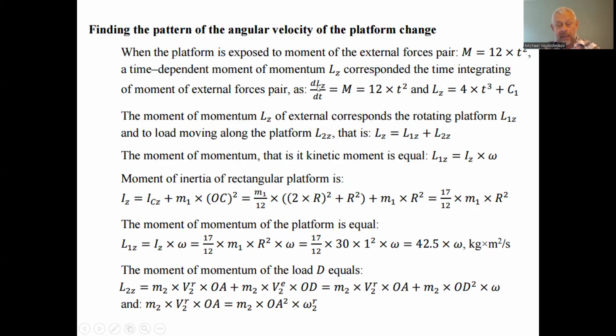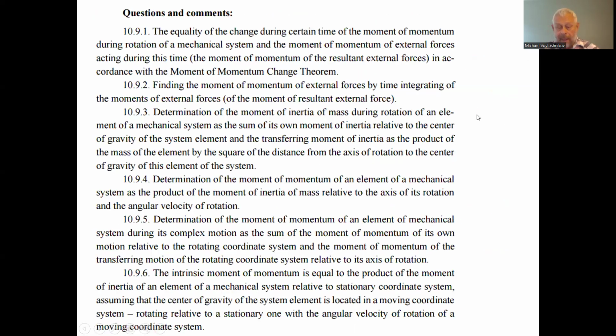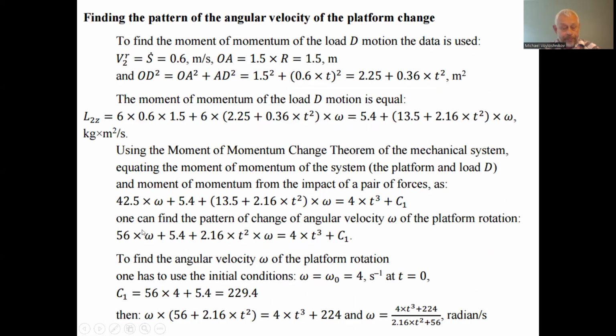In the differential form, this 12 by t squared we assigned, and in the integral form we have just the momentum equal to 4 by t power of 3 plus c1. We did have this originally, and we can next do the definite mathematical transformation so that we will have the general dependence with the constant c1. The constant comes from the integration of the theorem of the momentum change, when we transform this theorem from the differential to the integral form.